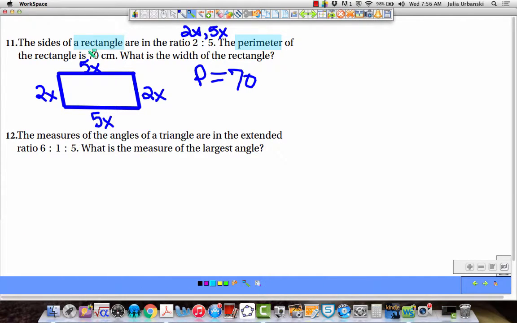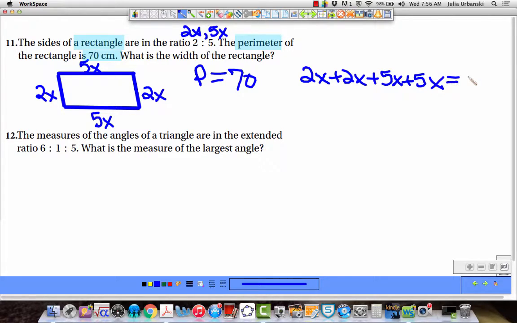So if the perimeter is 70, we can now make an equation. I don't want to just write it up there. I want you to tell me, what equation would you make out of this? Excellent. Add up all the sides. 2x plus 2x plus 5x plus 5x in any order has to add up to 70. That's 14x. Correct me if I'm wrong.